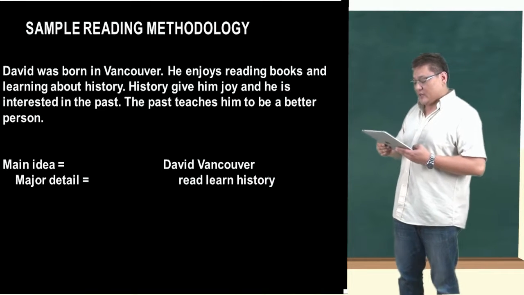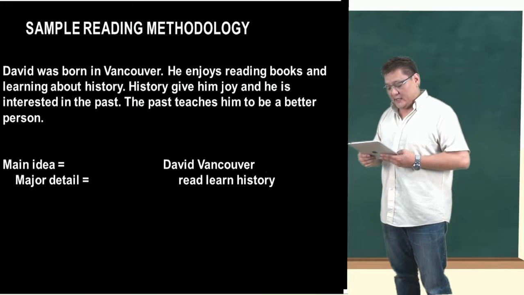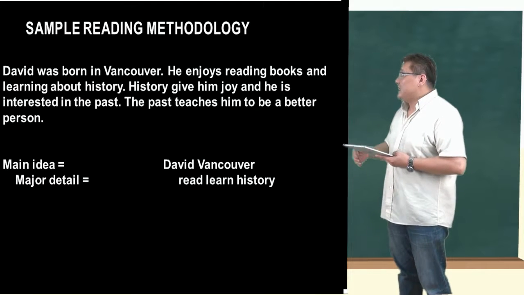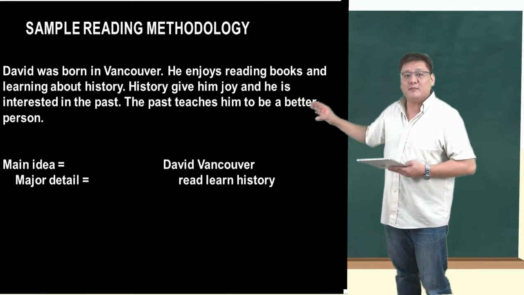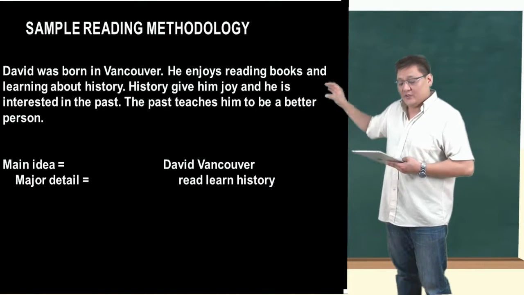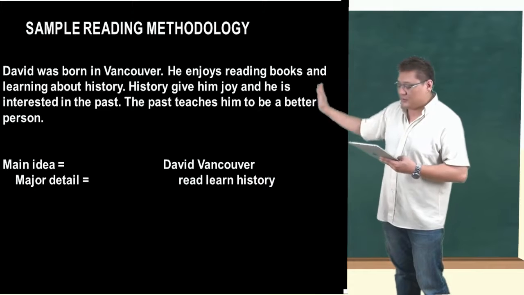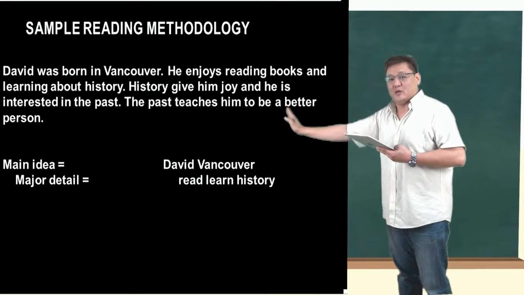Okay, and the next sentence over. History gives him joy, and he is interested in the past. Okay? Now, is it talking about David Kim, or talking about the history? It's talking about history. If you're talking about David Kim, then it has to be shifted over to the left more.